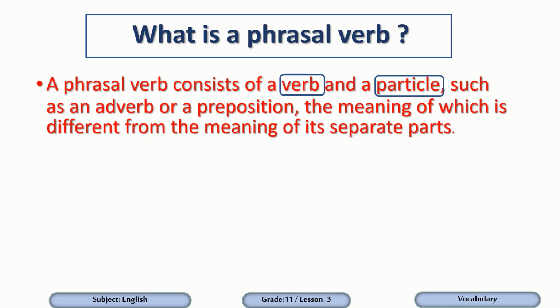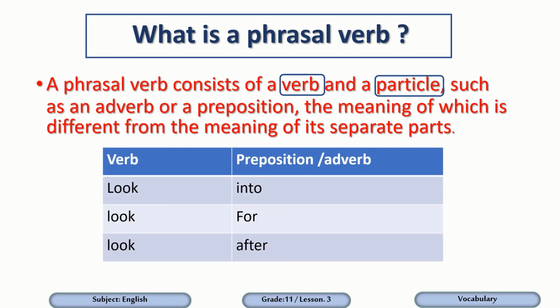Let's have some examples. Here we have the verb look, and we have the preposition into. So the meaning of look into is to examine. It's completely different from the meaning of the verb look. The second one, look for, means to search for. The third one, look plus the preposition after, gives a new meaning, which is to take care of.